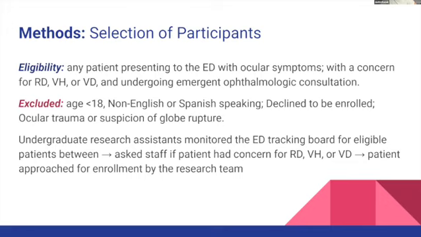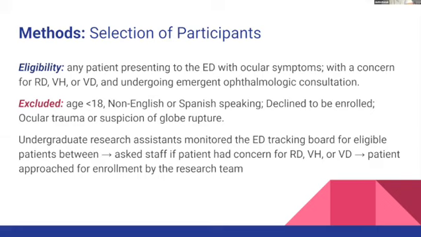So basically what it looked like is you have undergraduate research assistants hanging out in the emergency rooms between 8 a.m. and midnight, so they weren't there overnight. And they would scan the charts for things that might fit the study. They would ask the attending or whoever the practitioner was, does this patient have a concern for RD, VH, or VD? And if the staff said yes, then they would independently approach that patient and enroll them in the study, for which there was verbal consent and written consent.